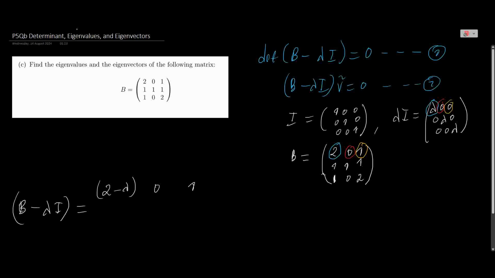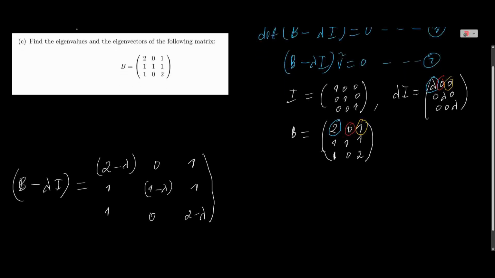So we do the same for the second row. 1 minus 0 is 1, 1 minus lambda is 1 minus lambda, and 1 minus 0 is 1. For the third row, 1 minus 0 is 1, 0 minus 0 is 0, and 2 minus lambda is 2 minus lambda. So this is our matrix B minus lambda I.